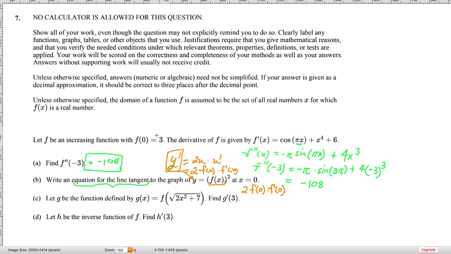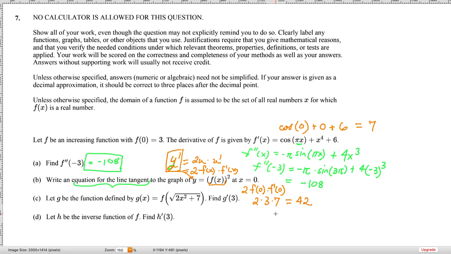They tell me that f of 0 is 3. So I have 2 times 3 times, now f prime of 0, let's plug in 0 into this, cosine 0, because 0 times pi is just 0, plus 0 to the fourth is just 0, plus 6 is equal to, you should see that cosine of 0 is 1, plus 6 is 7, so we get 7 here. And then I multiply, this is going to be 6 times 7, which is 42, and I have the slope of my tangent line.